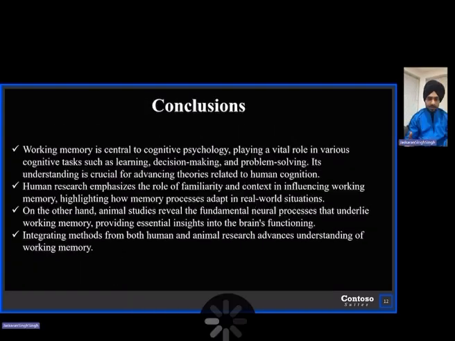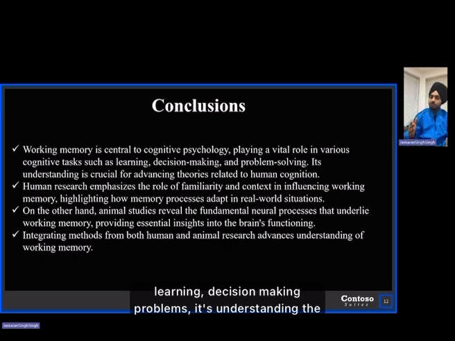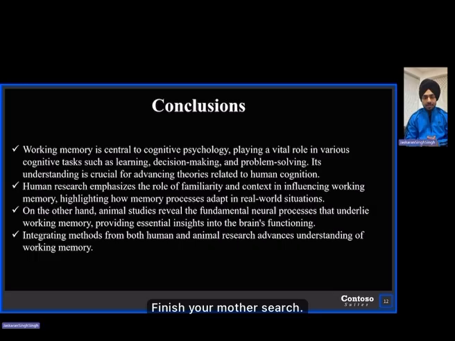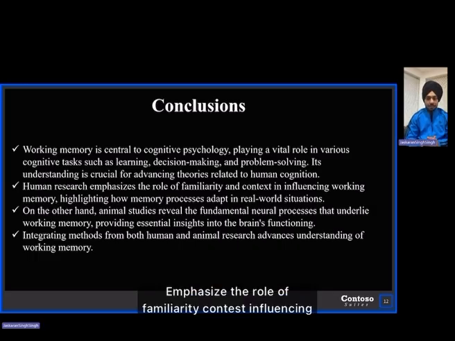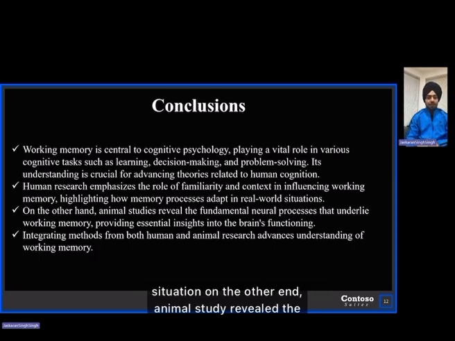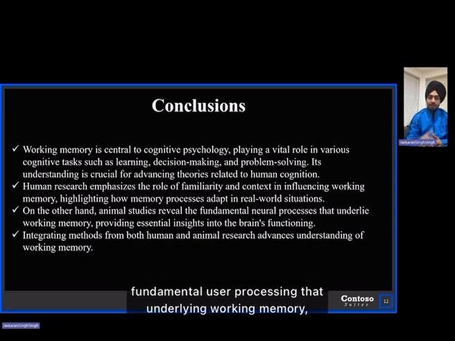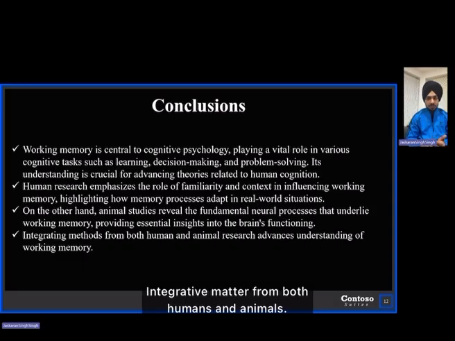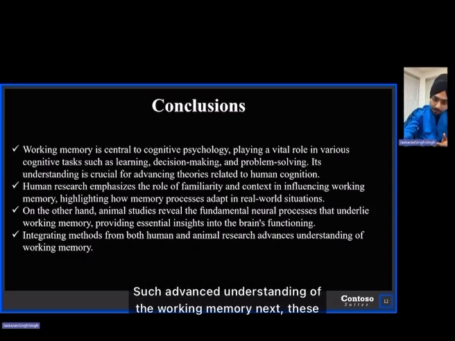Next, this understanding is crucial for advances related to human cognition. Human research emphasizes the role of familiarity and context in influencing working memory, highlighting how memory processes work in real world situations. On the other hand, animal studies reveal the fundamental neural processing that underlies working memory, providing essential insights into brain function. Integrative methods from both humans and animals advance our understanding of working memory.